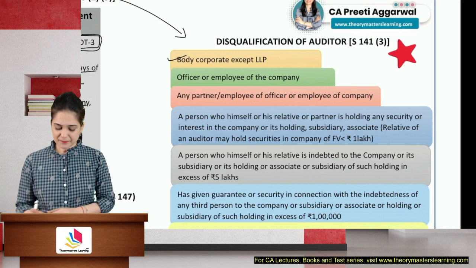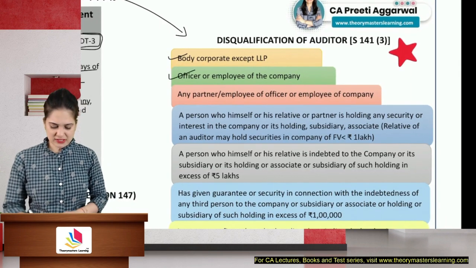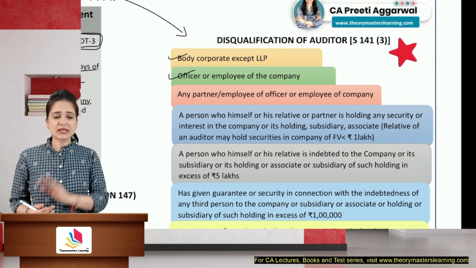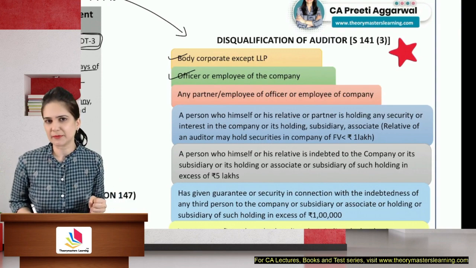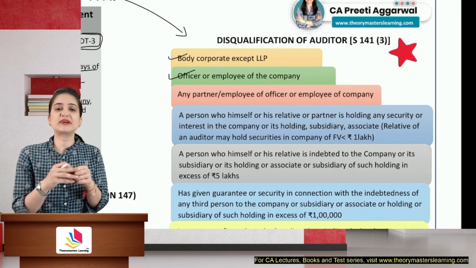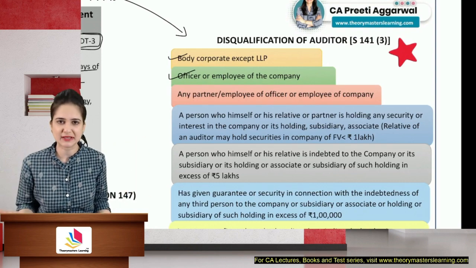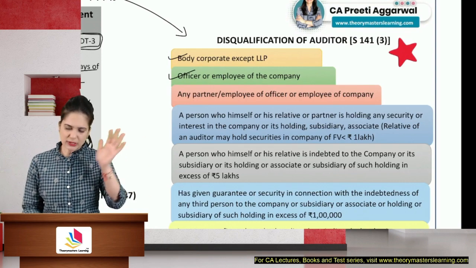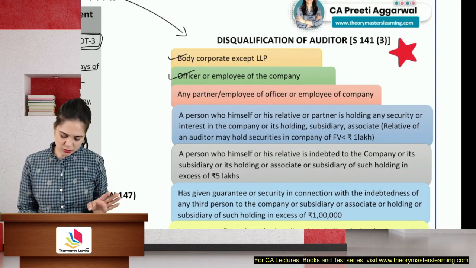But yes, now we are allowing LLP because of the best features that it offers: flexibility of partnership and limited liability of a company. You cannot appoint an officer or employee of the company. See, officer or employee receives remuneration from the company. They will not be independent and unbiased. They will never say anything against the company. They will never go against the person who is paying them salary. So they are not unbiased, they are biased. We cannot appoint them as an auditor.